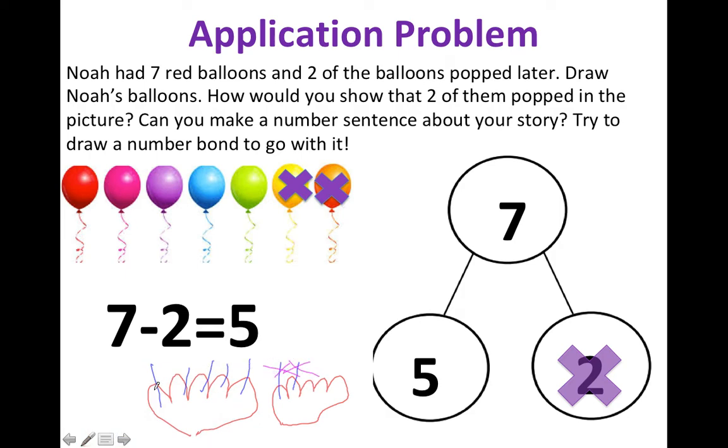So let's see how many fingers do I still have up. I have 1, 2, 3, 4, 5. So that's how we check our work. So 5 matches with the balloons and in the number bond. That's the way to see if our answer is correct or not.